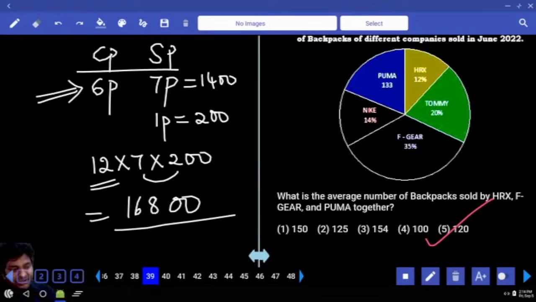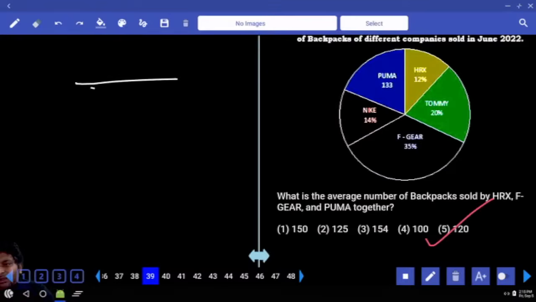What is the average number of backpacks sold by HRX, Gear and then Puma together? How many companies are there? Average in the sense divided by 3 only. In the numerator, how many numbers are you supposed to write? 3 numbers, because 3 companies. Where every number is a multiple of 7, the sum is also a multiple of 7. In the denominator we don't have a multiple of 7. So the answer must be, go to the options.